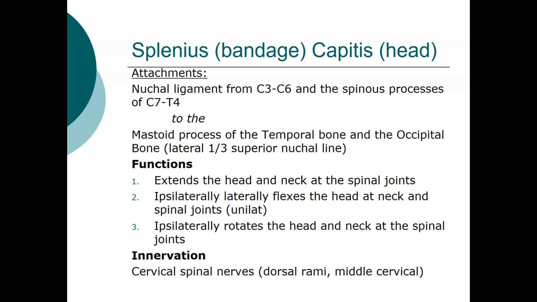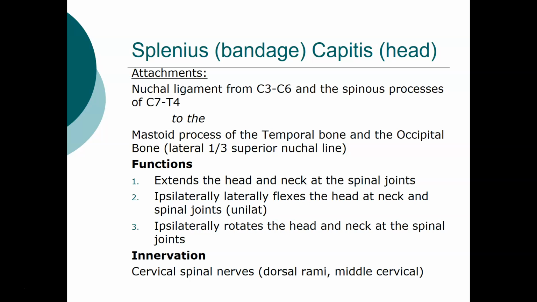So its superior attachments are the nuchal ligament from C3 to C6 and the spinous processes of C7 to T4. So nuchal ligament from C3 to C6 and the spinous processes from C7 to T4. Too, the mastoid process of the temporal bone and the occipital bone, the lateral 1/3 of the superior nuchal line. So it is the temporal bone and the lateral 1/3 of the superior nuchal line.